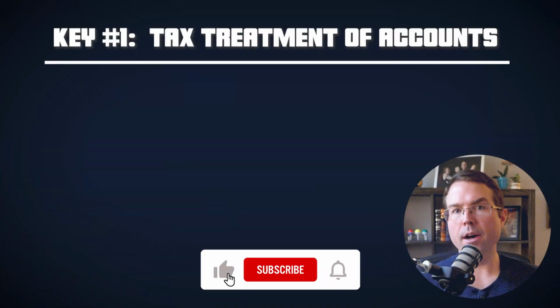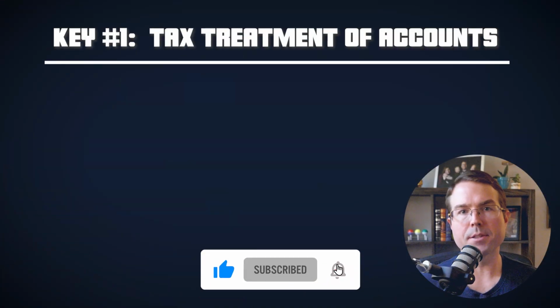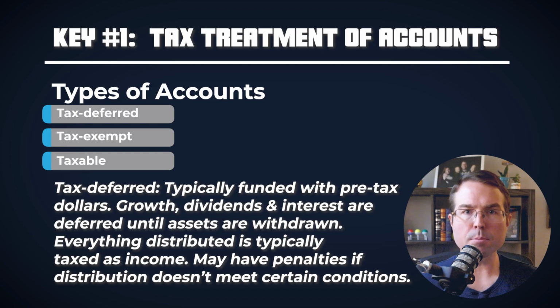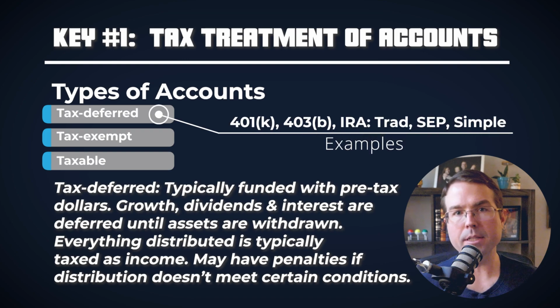The first big key we need to understand is the different tax treatment of various accounts. And this matters because how our investment returns are treated can make a big difference in what they will ultimately produce for us after tax. Starting with tax-deferred accounts, investments defer growth, dividends, and interest until assets are withdrawn. Examples here are any pre-tax retirement accounts. This includes 401ks, 403bs, traditional IRA, SEP IRA, simple IRA, etc. Money typically goes in on a pre-tax basis, meaning income may be deferred. This might save you on income tax now with the idea of paying income tax later on everything including returns.